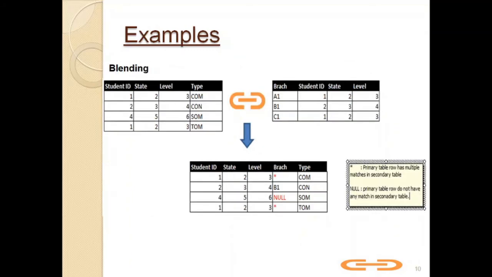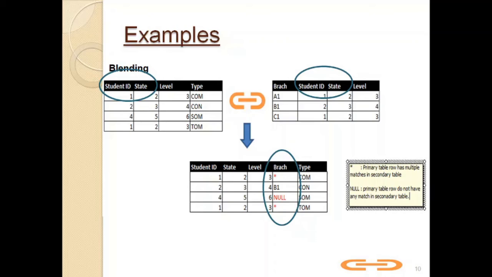In blending, a query is sent to the database for each data source that is used on the sheet. The results of the queries are sent back to Tableau as aggregated data and presented together in the visualization. In our example, if the linking fields are student ID and state, this will be our resulting table. The null value indicates a row in a table does not have a corresponding match in the right table, and the asterisk indicates that there are multiple corresponding values in the rows of the right table.